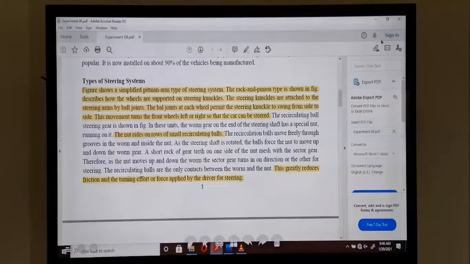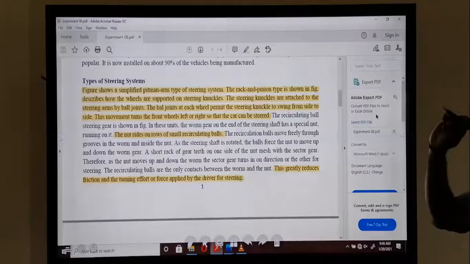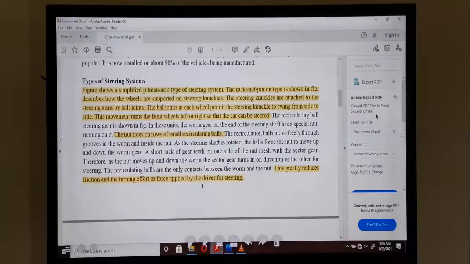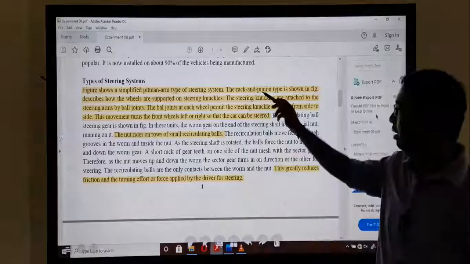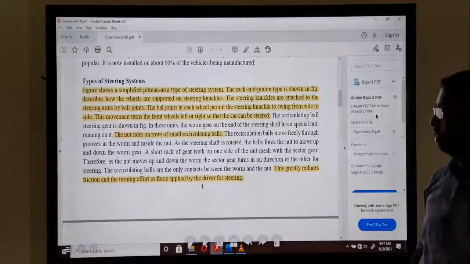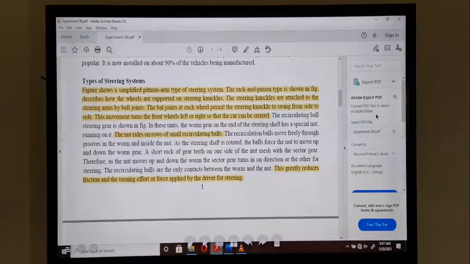So we will be studying the steering mechanism. I have to tell some supporting parts which are connected to the steering. First of all, we study the Pitman arm type of steering. There are two types of steering here: one is the Pitman arm type, and the second is the rack and pinion type. But before that, I will explain some of the supporting parts.